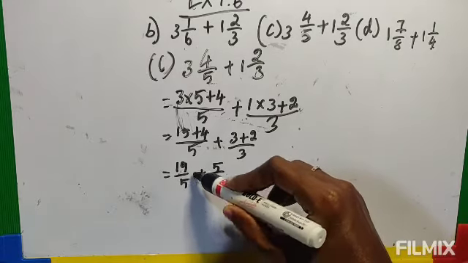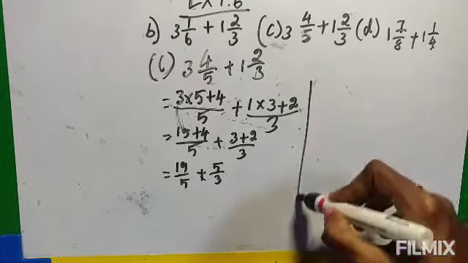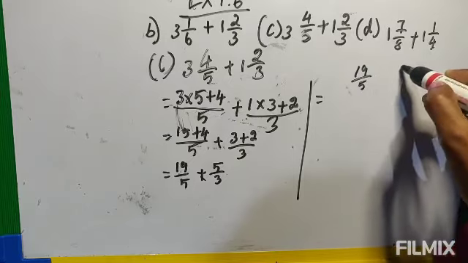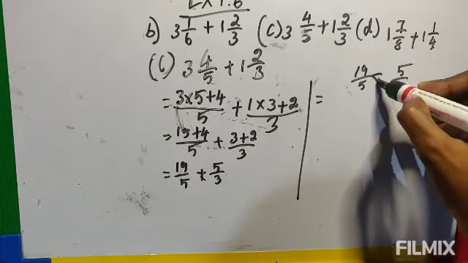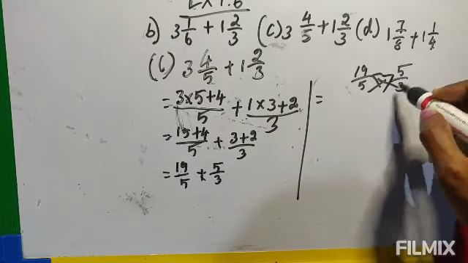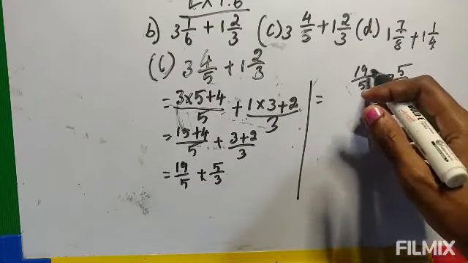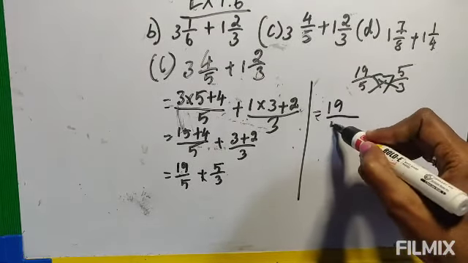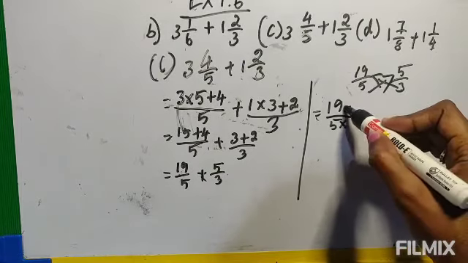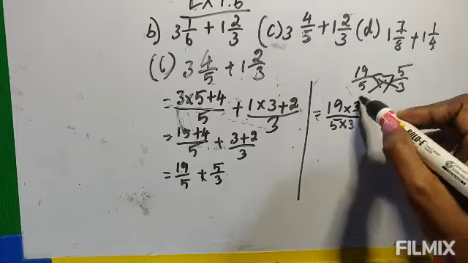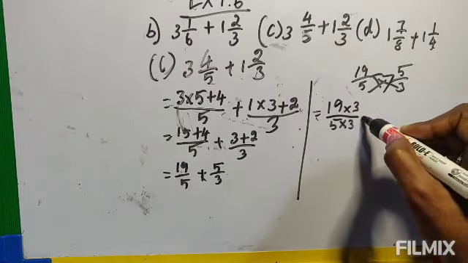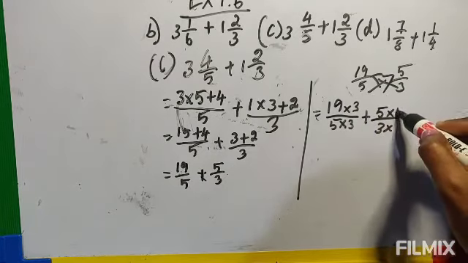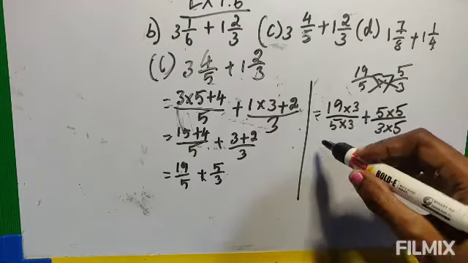Now we have to do the cross multiplication. By 3 you will multiply this fraction, and by 5 you will multiply the other fraction. Multiplying the fraction means not only the numerator, the denominator also you have to multiply by the same number. So 19 by 5 will be multiplied by this denominator 3. Again plus, 5 by 3 will be multiplied by this denominator 5. Up and down you have to multiply by the same number.